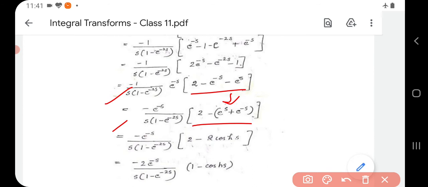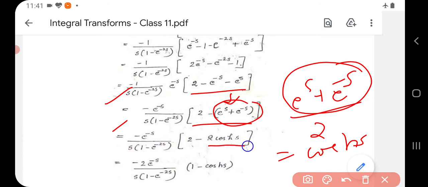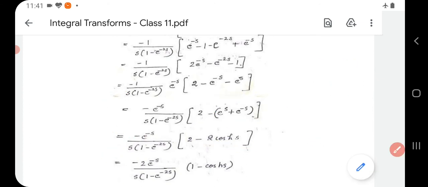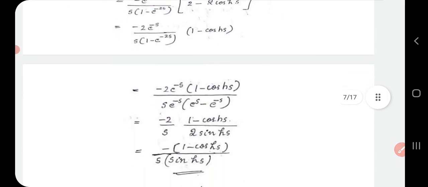Why? Because we can write this as e raised to s plus e raised to minus s by 2, which is cos hs. So this will be 2 cos hs. That is how it is written. Then the rest everything is simplification. Okay, now finally we will reach this answer.